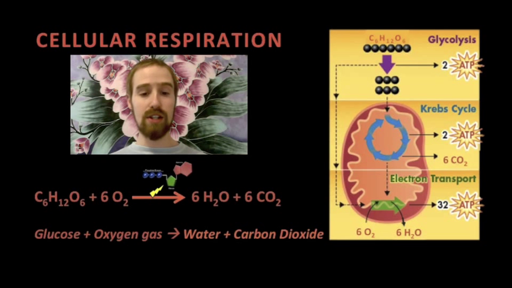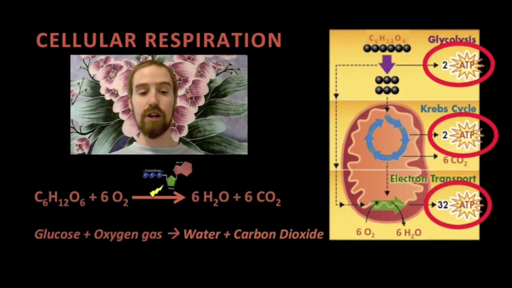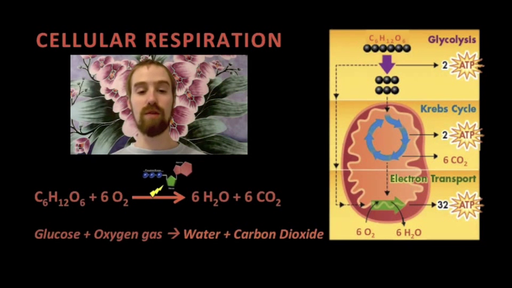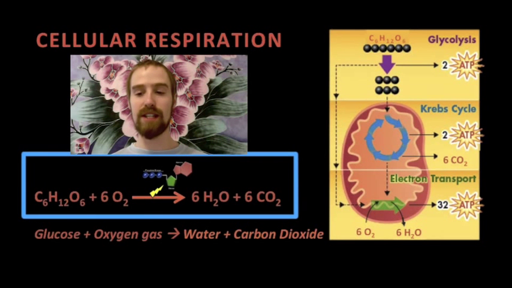Glycolysis and the Krebs cycle also produce a small amount of ATP. 2 molecules of ATP are produced during each of these 2 processes, meaning that from start to finish, cellular respiration provides the cell with a grand total of 36 molecules of ATP for every 1 molecule of glucose metabolized by the cell.